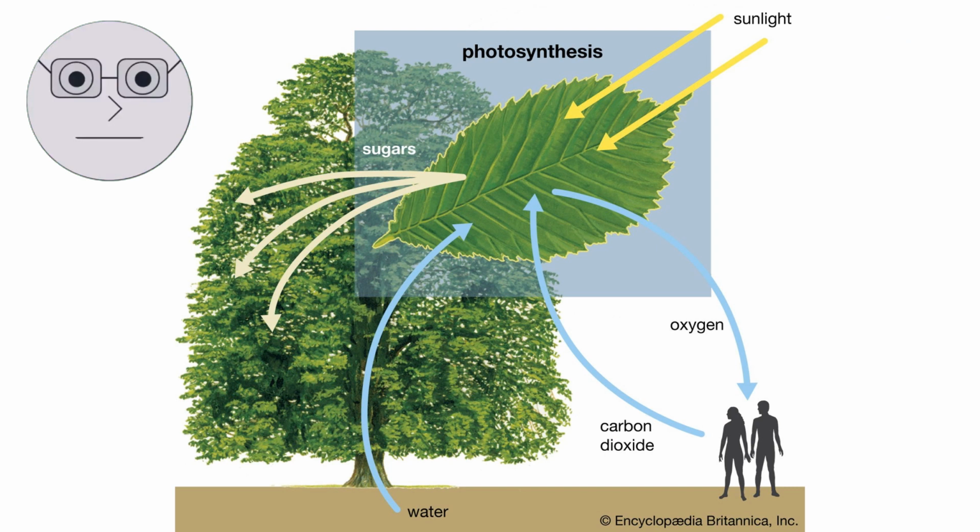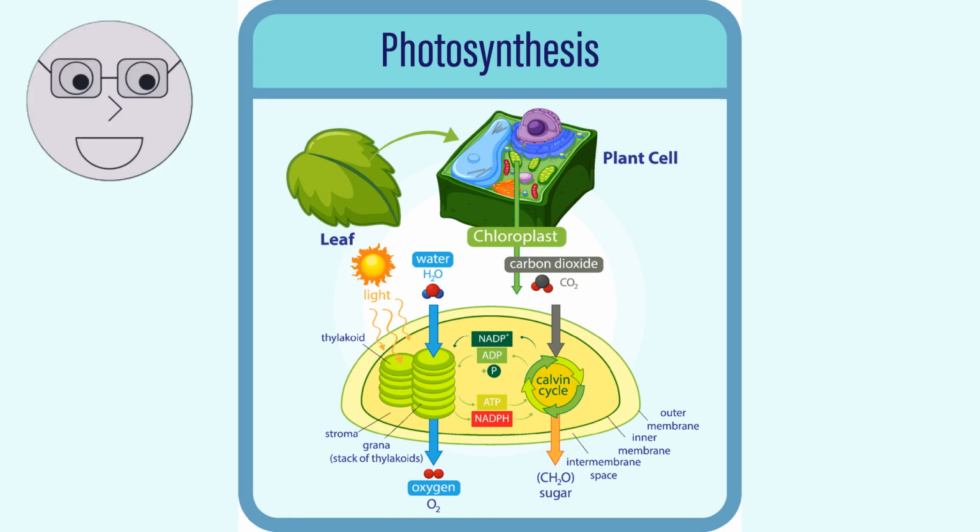Photosynthesis is the process by which plants, algae, and some bacteria convert carbon dioxide and water into organic molecules, such as glucose, and release oxygen as a byproduct. This process is essential for the carbon cycle as it removes carbon dioxide from the atmosphere and converts it into organic matter. A diagram of the photosynthesis process appears on screen, showing the inputs and outputs of the process.